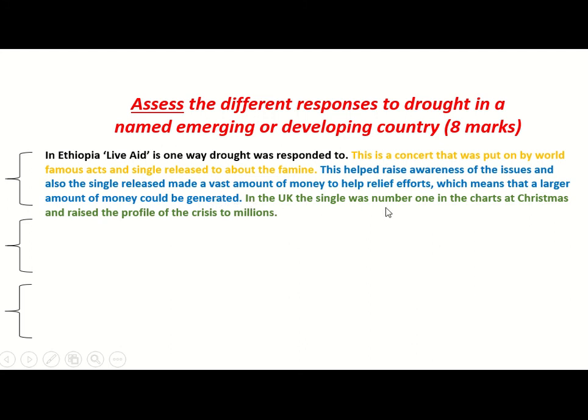In the UK, the single was number one in the charts at Christmas and raised the profile of the crisis to millions. So I've now given some specific detail about the Live Aid Band Aid single. The UK single was number one in the charts at Christmas. There you go. That is a very straightforward paragraph to this assess question.